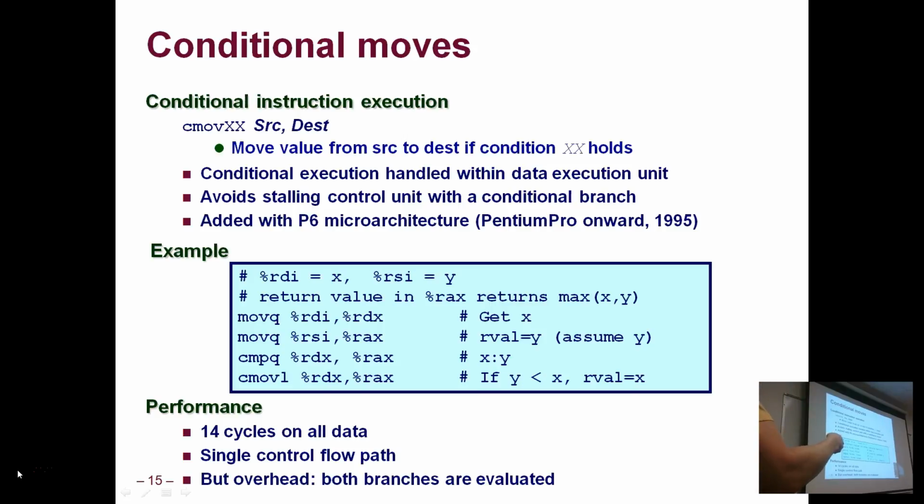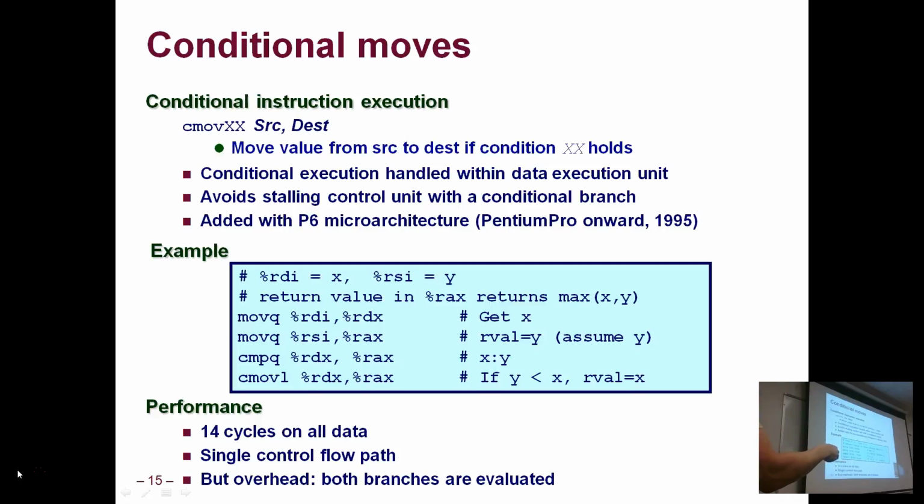The condition is handled in the data unit. So this avoids stalling the control unit with that conditional branch, because the control unit can see this and be like, I'm going to fetch the instruction right after it and be 100% sure that it's going to get executed. So it can continue to prefetch these instructions all the way down because it doesn't have a blocker here. Okay, so here's an example for max of x and y.